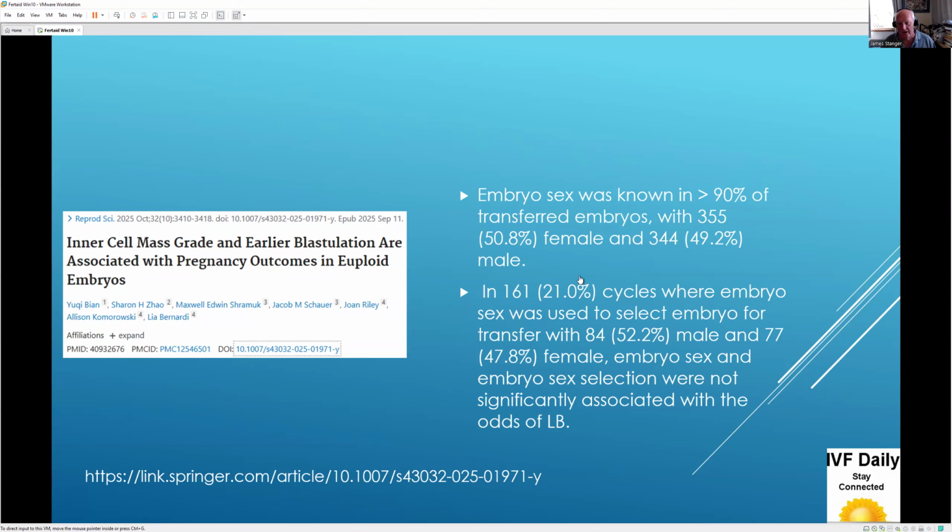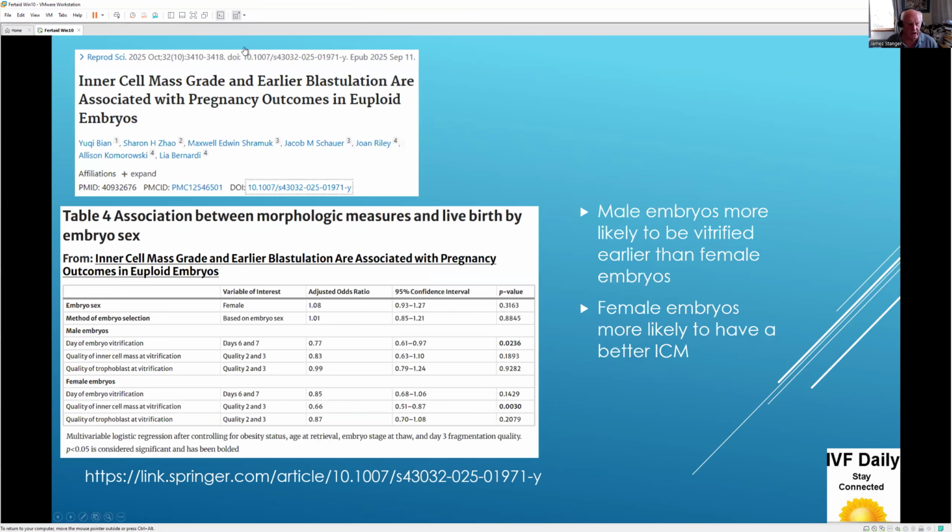But even in cycles where the sex was used to select embryos for transfer, that occurred in 52% of cases, and 70% of cases where they were female. Basically, you can say that the embryo gender, whether that was used for sex selection or not, was not associated with the odds of a live birth. However, when you go back and look at the embryo quality, you can look at the day of vitrification, that is how fast the embryo was developing. Quality of the inner cell mass was affected in both male and female embryos.